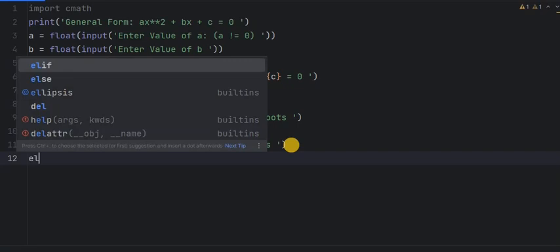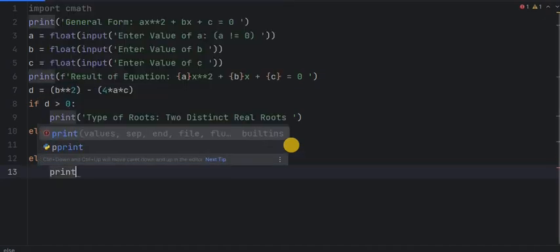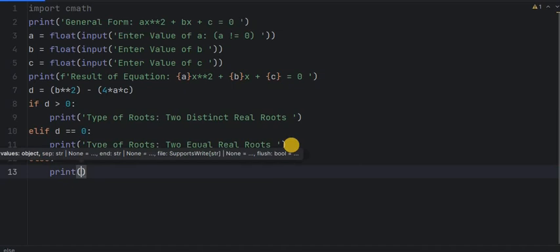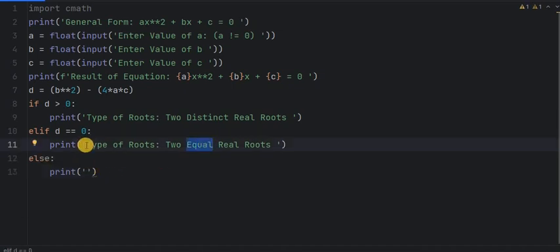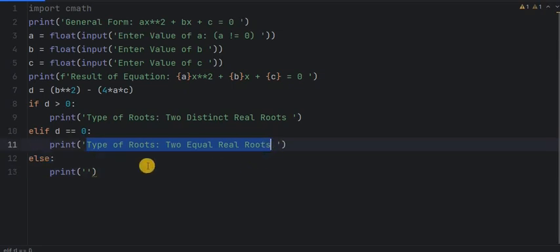So we have else. That means at this point d might be less than 0. Let's just use it and see what will happen. Print. So we can as well... Let's just copy only the text. The last time gave us a little bit of problem. So let's paste it here.